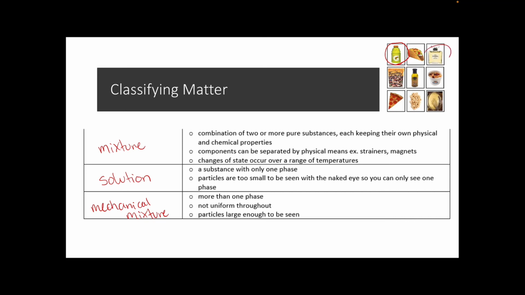Same with the perfume. But let's, for example, look at a mechanical mixture. We can see all the different substances that are going into this mixture. A good example of that would be this pizza.